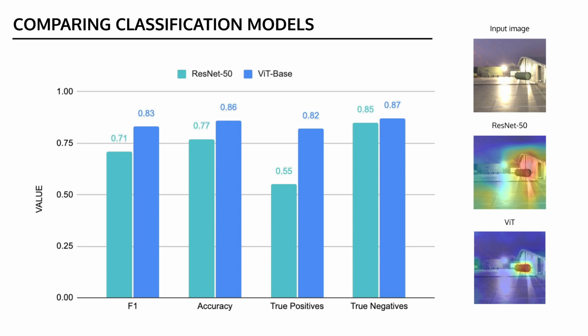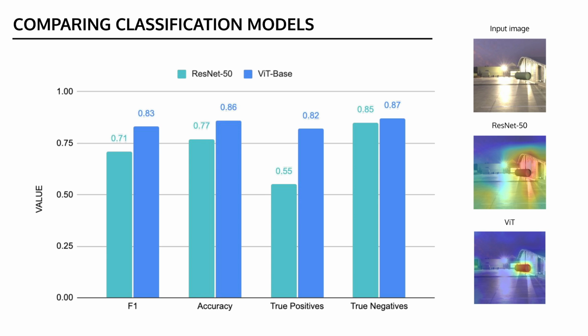If we look into the performance metrics, for example, in F1, the ViT model outperforms the ResNet 50 model by a margin of around 12%. And if we look into the accuracy, the trend is still the same: the accuracy is 9% higher compared to the ResNet 50 model. And this is also true for true positive rates and true negative rates. Okay, so these are the quantitative results.